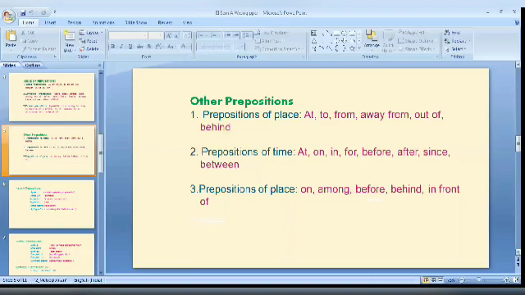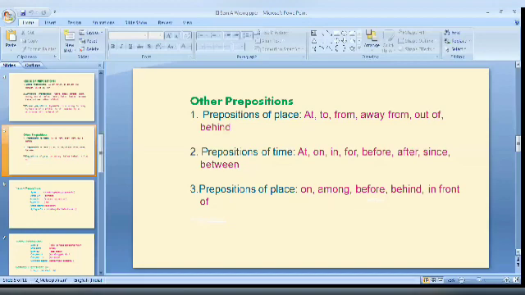And the last type of prepositions are prepositions of position, not place, prepositions of position. These prepositions indicate the position, the status of things. For example, on. In the very first slide, we saw one example. The book is on the table. So where is the book? It is placed on the table. So on tells about the position, on the upside.